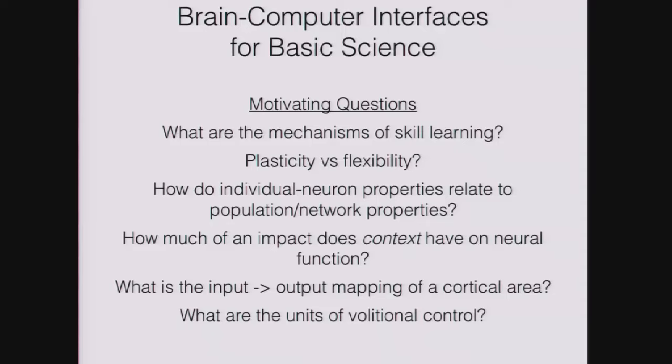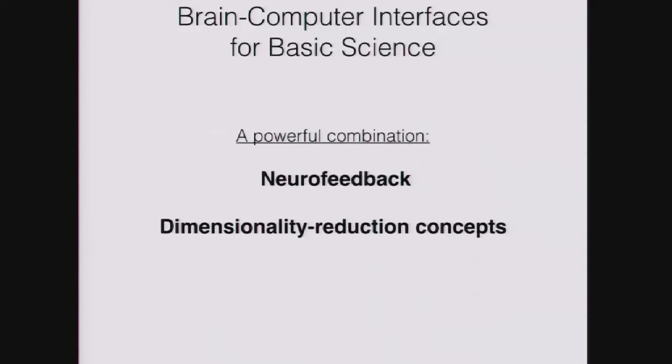Okay. If we want to do BCIs for basic neuroscience, there are two powerful ingredients that we can use. One is neurofeedback, okay, letting the user, human or animal, see their neural states through some transformation that hopefully doesn't corrupt or add too much to the neural signal and gets at the core of what the information the animal is controlling actually is. And then new concepts from computer science, machine learning, and classical statistics related to dimensionality reduction. These are two very powerful tools that enable many of the studies I'll show you.